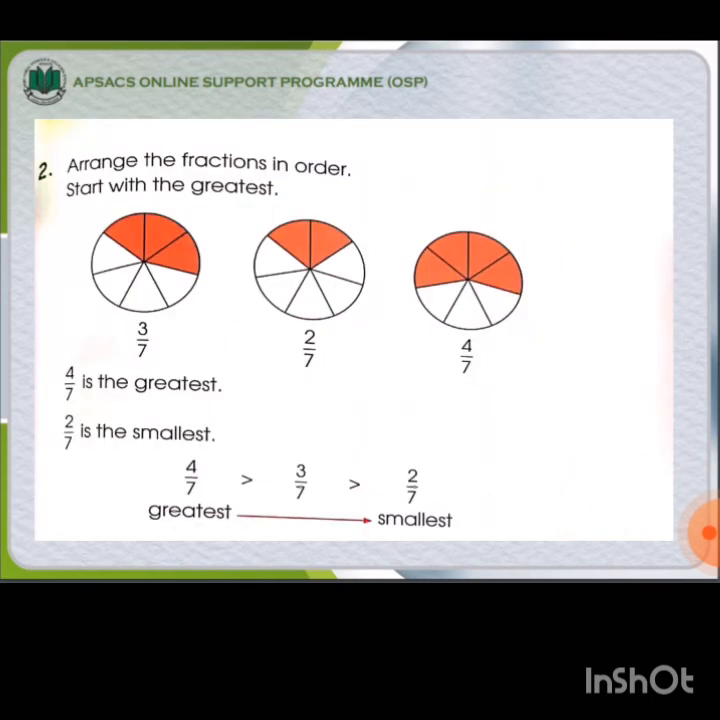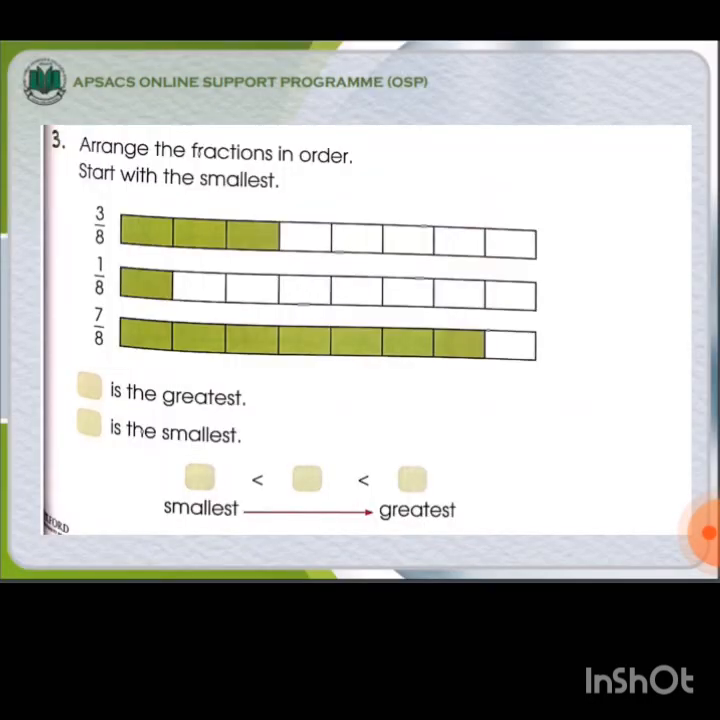Arrange the fractions in order. Start with the greatest. You have to arrange from greatest to the smallest, which means descending order. Numbers are 3 by 7, 2 by 7, 4 by 7. As you can see, denominators are same. So you just have to compare the numerators. Which one is the greatest number among 3, 2 and 4? Yes, 4. 4 by 7 is the greatest. Then 3 by 7 and at last 2 by 7. Similarly, solve question number 3 and write it from smallest to greatest.